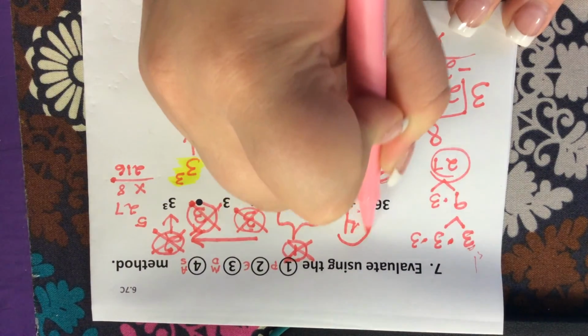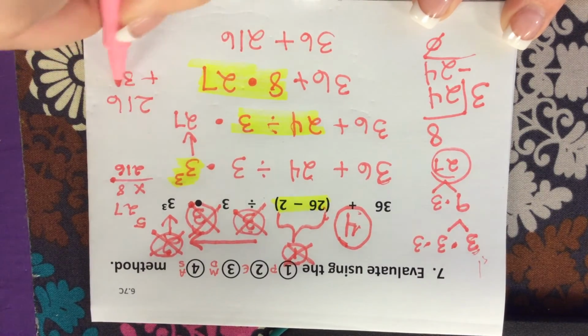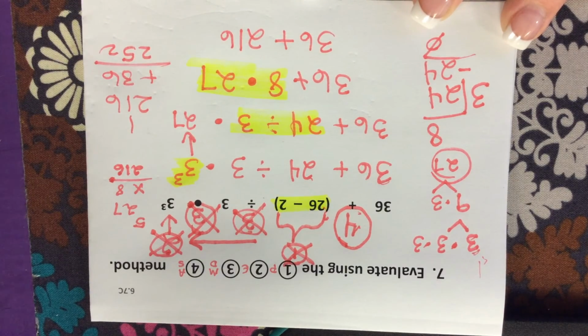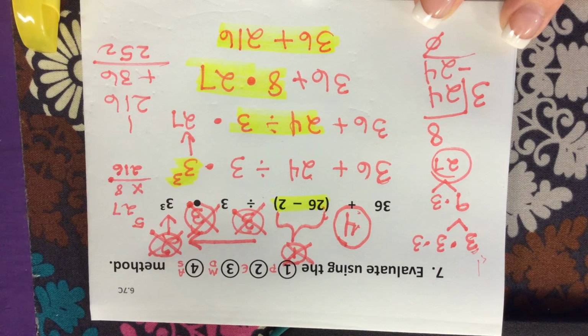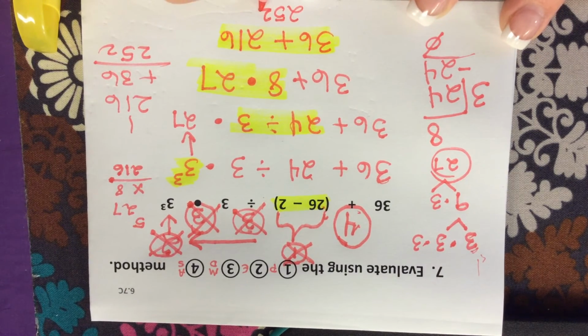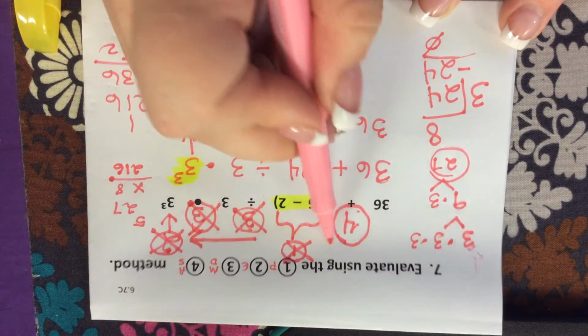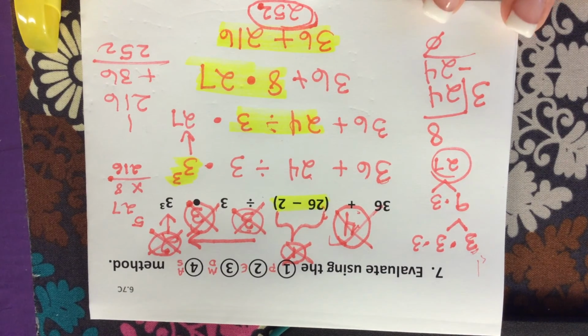The only thing I have left is a step 4. 216 plus 36. Make sure I highlighted the step I'm working. And that's 252. Since I'm done with all my steps and I'm down to one number, my solution is 252.